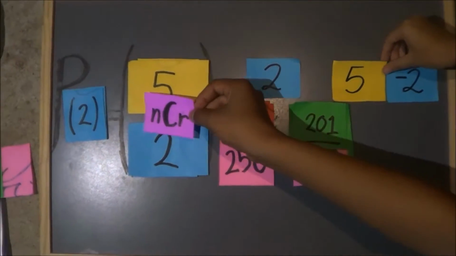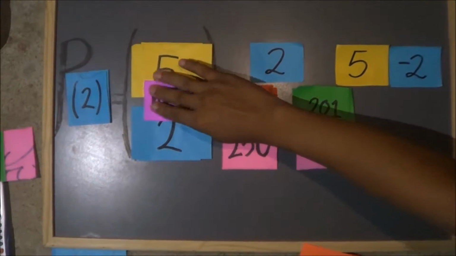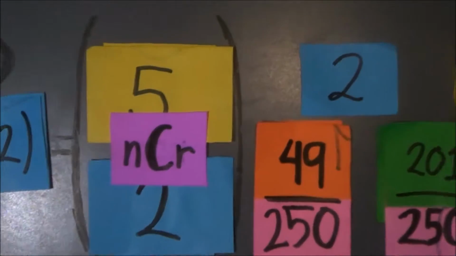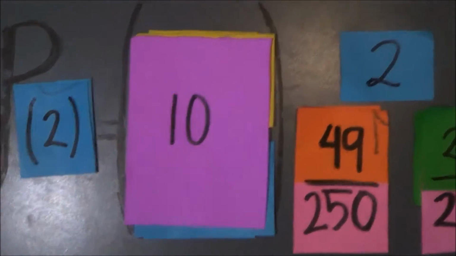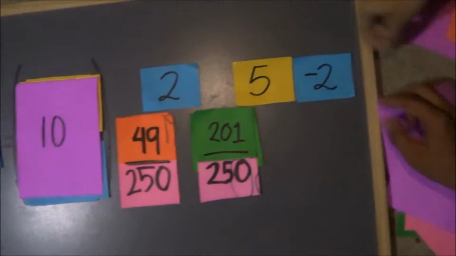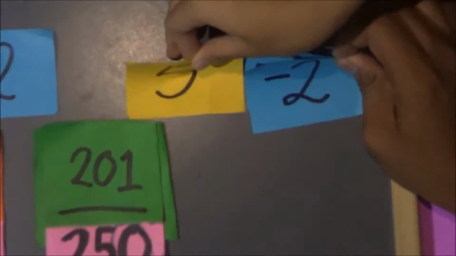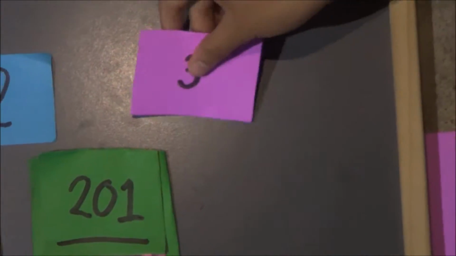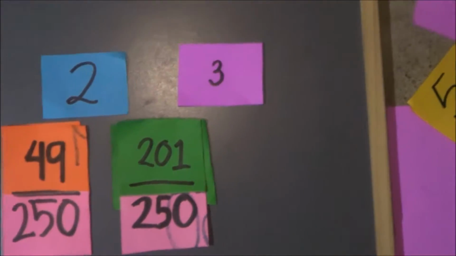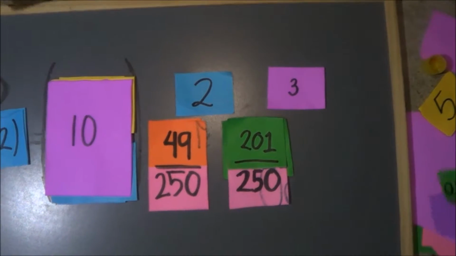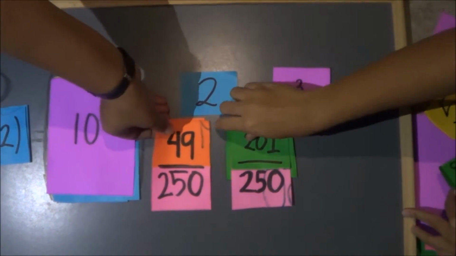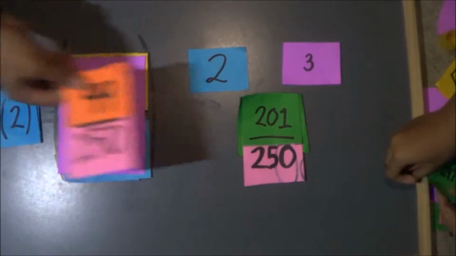In this series of operations, first, we have to find the answer of 5 choose 2. Now we get 10. Before we get to q, we have to finish the operation in its exponent, hence we get 3. Then, we solve for p. 49 over 250 raised to the power of 2.